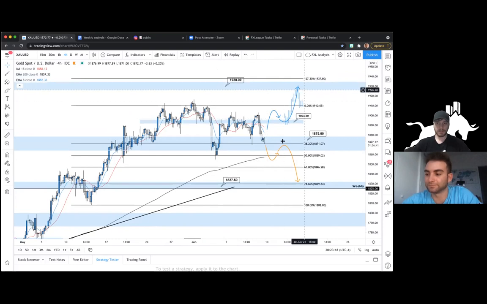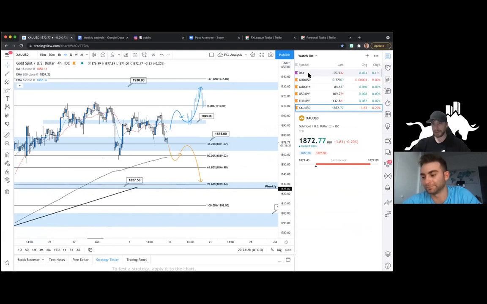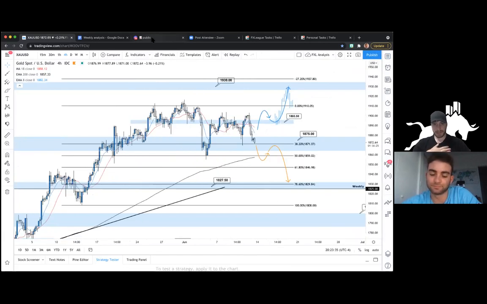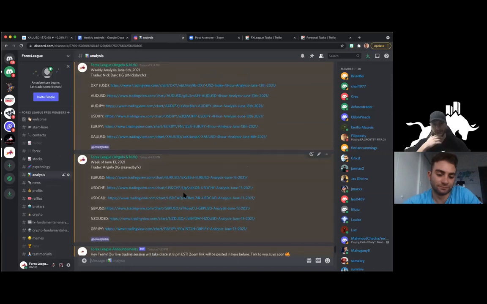Two scenarios. We'll see what happens this week. Just got to wait for a lot of this consolidation to break, and then we'll be able to see things a little more clearly. All right, so that's what I got for you guys. Quick recap: I covered DXY, AU, AJ, UJ, EJ, and gold. You can find this in the Discord. We posted in the Discord in the analysis section, and then also in Telegram.